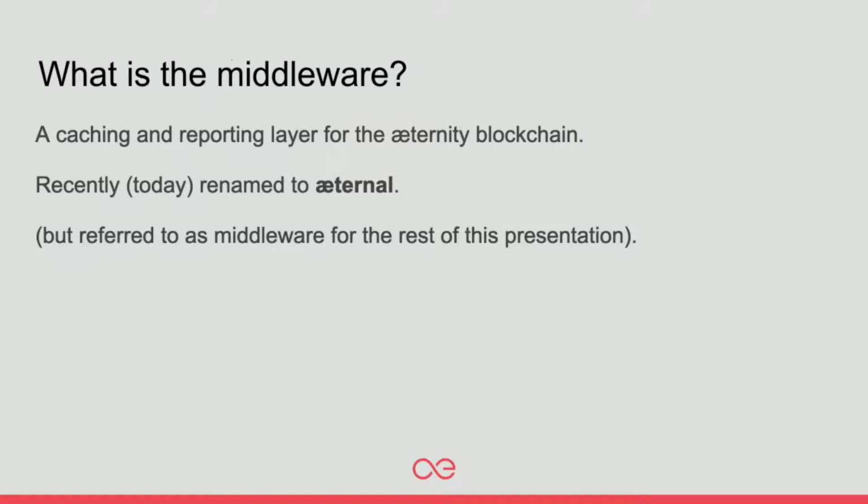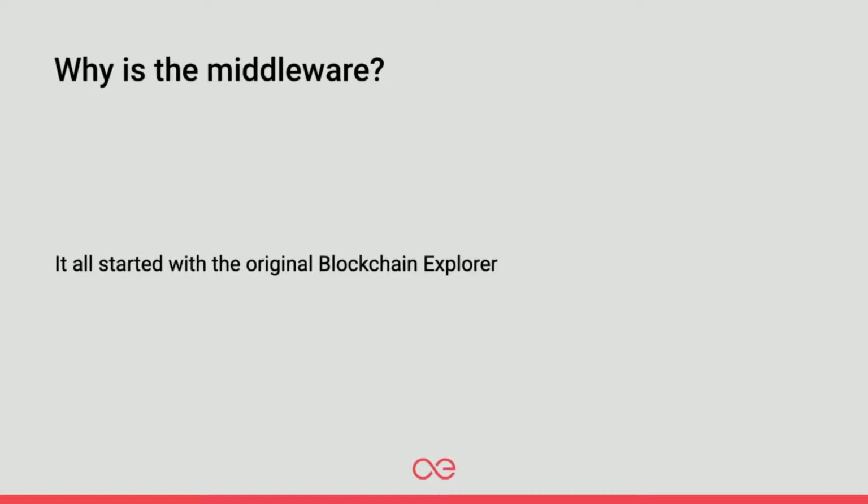clear. So what is the middleware? It's a caching and reporting layer for the Eternity blockchain. It was recently, today, renamed to Eternal, but because I didn't want to update the presentation, we will continue to refer to it as the middleware. But the really important question is, why is the middleware?